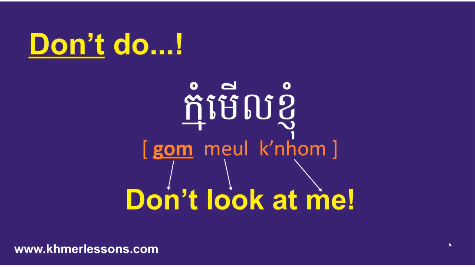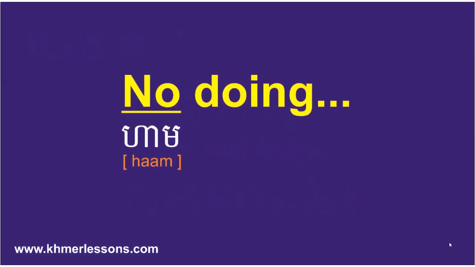I mean, don't do anything. Don't do something like that. Now let's go to the second point, negative for commands as well, but we use no plus verb-ing. I mean, no doing something.